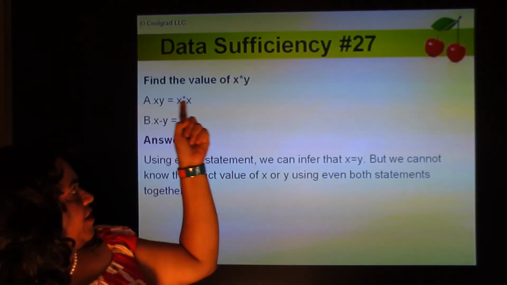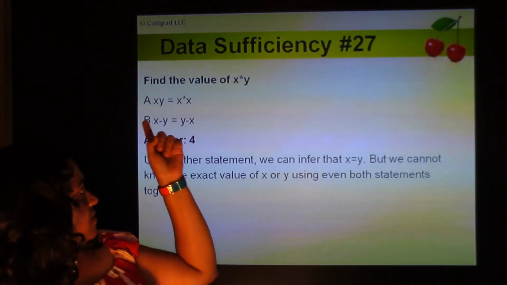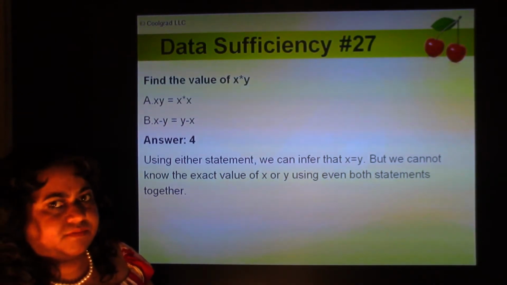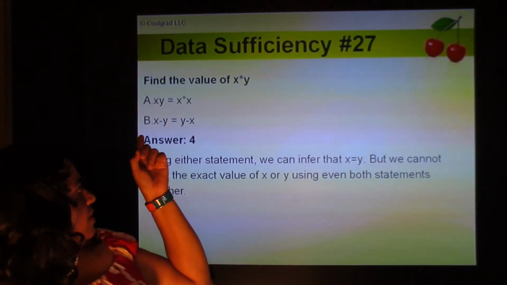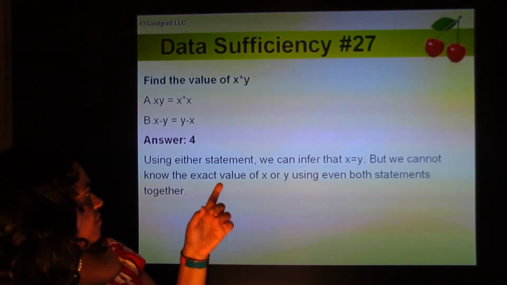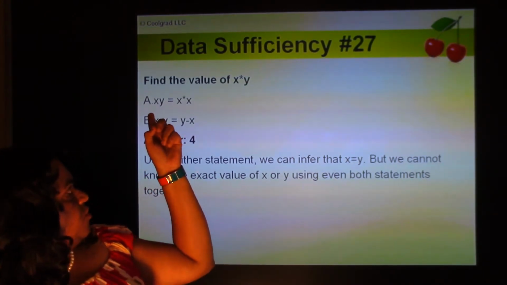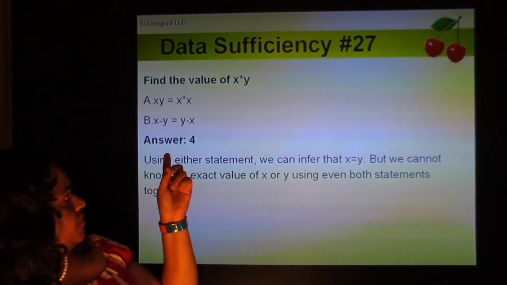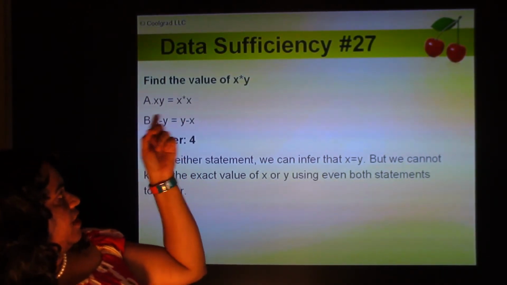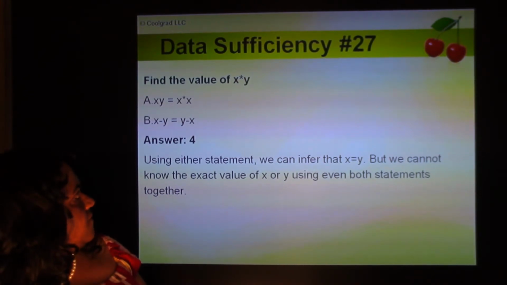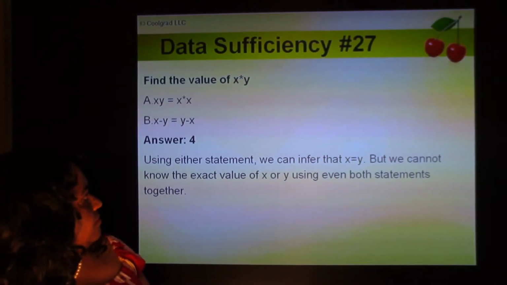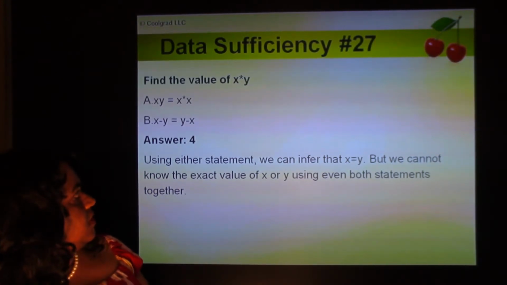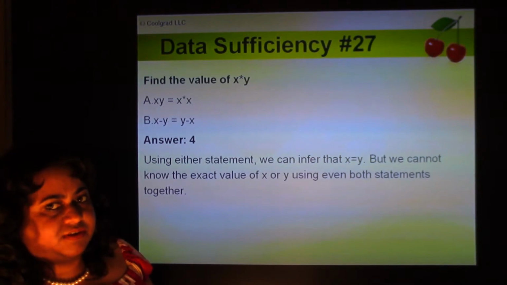So question 27, find the value of xy. Statement A, it says xy equals x squared. Statement B alone, x minus y equals y minus x. So using statement A alone, we cancel x on either side, and we can say y is equal to x. But that's assuming a non-zero value of x, right?